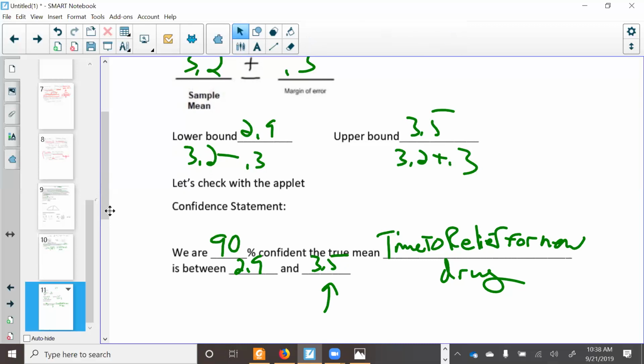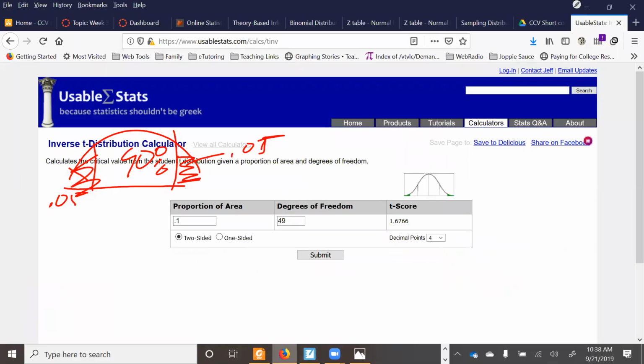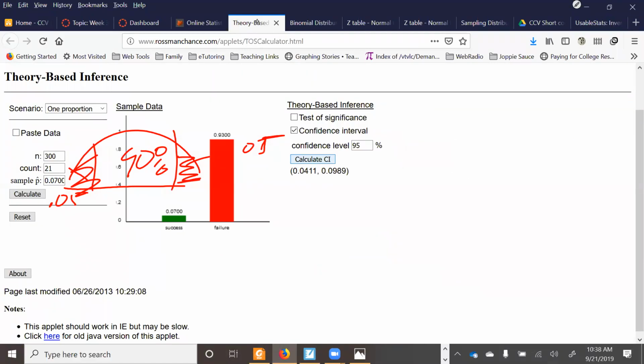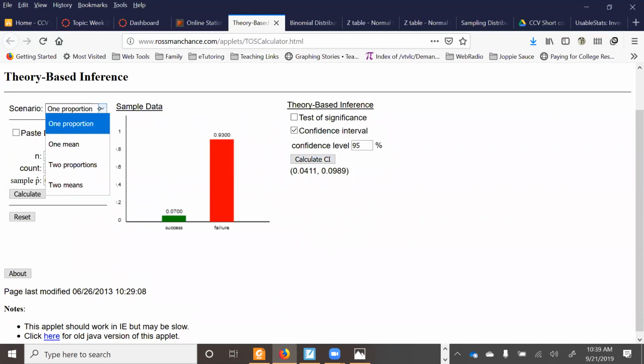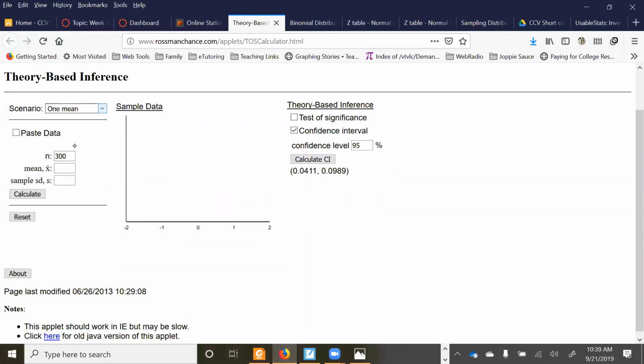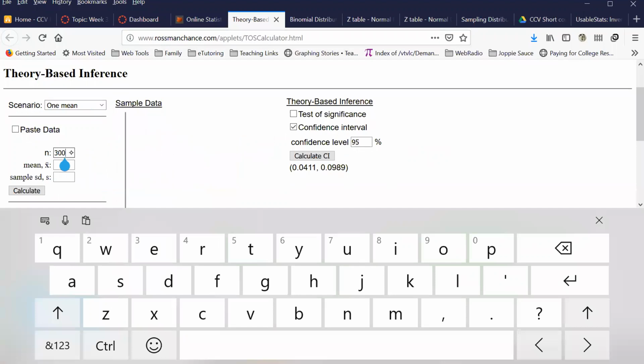Let's use that Rossman Chance applet again. Theory-based, this one here. Instead of one proportion, we're going to do one mean. Now, this is a t distribution calculator. It doesn't use z distributions. You can find those online somewhere, but like I said, we're not going to worry too much about it. Now, where's my numbers here for this?